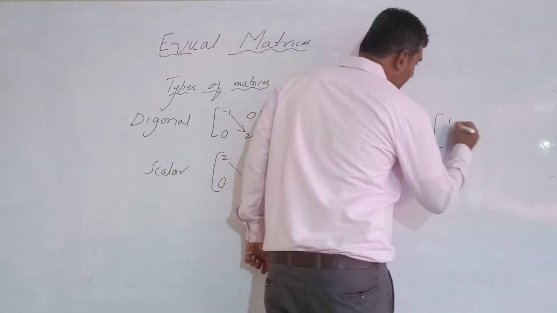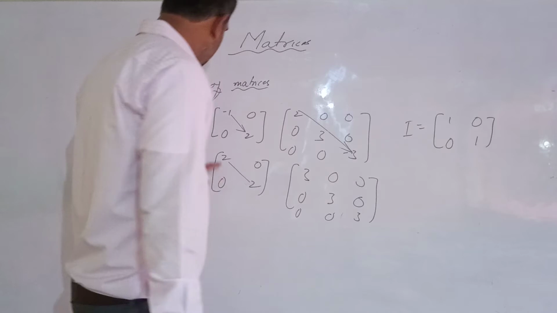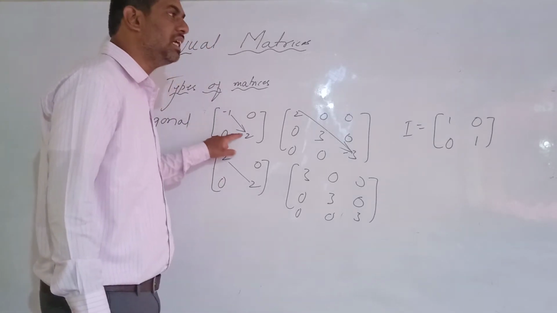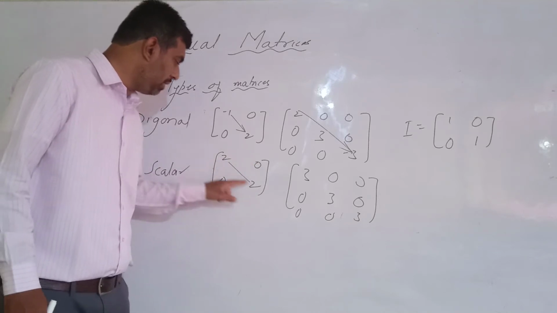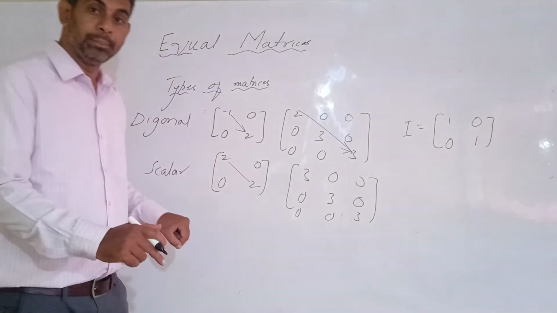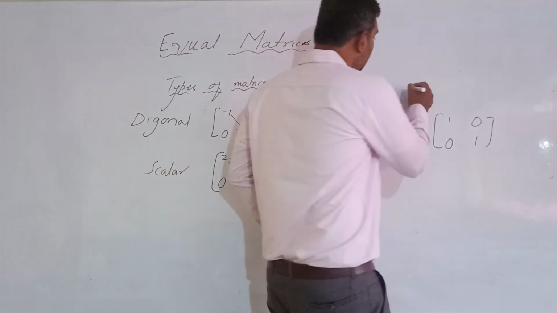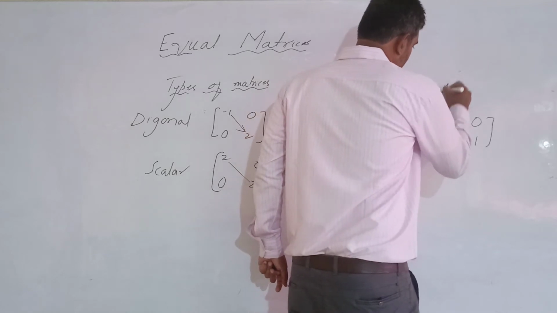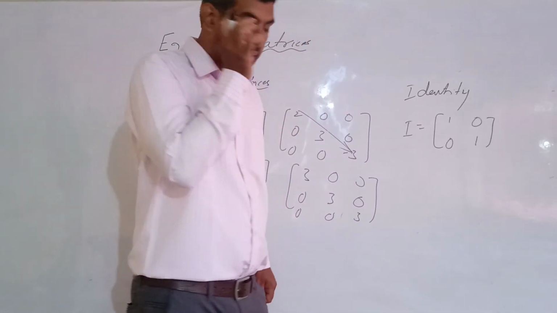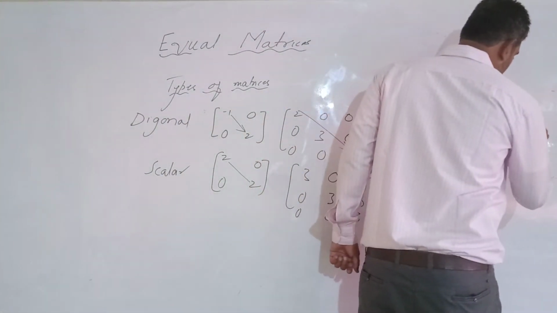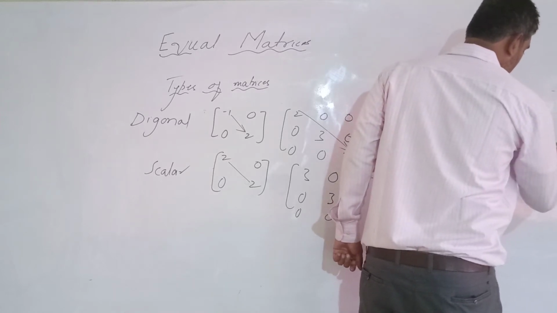We have seen identity matrix. An identity matrix is a scalar matrix whose diagonal elements are unity. Here the remaining elements are 0, and those that are present should be the same. Here not only the same, it should always be 1. Such matrices are called identity matrices. Now I'll write one more example: 1 0 0, 0 1 0, 0 0 1.